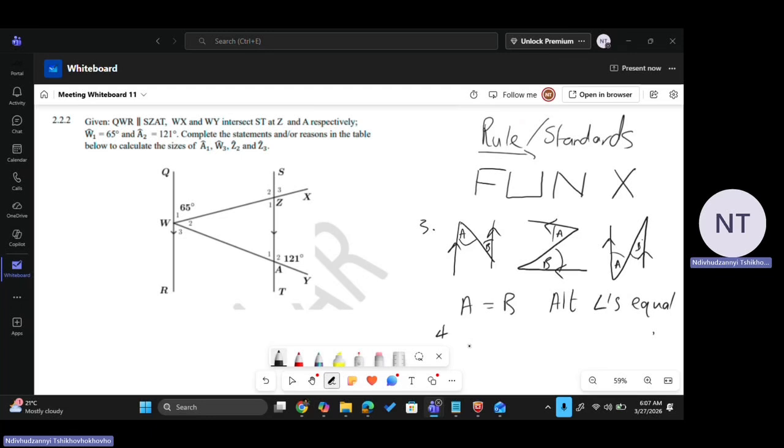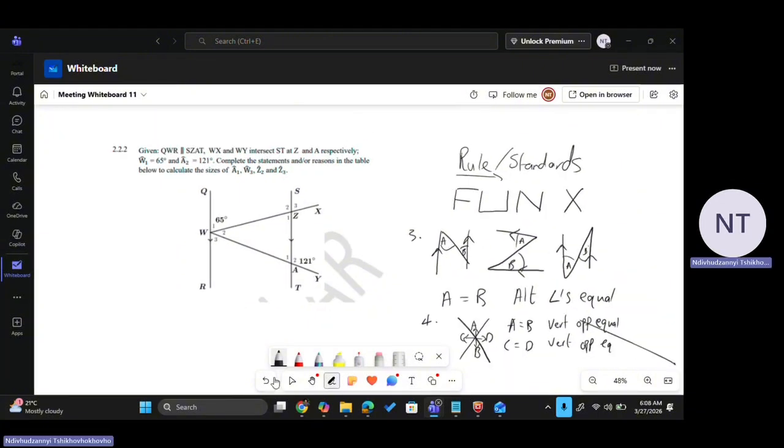Then lastly, we have X. So if we have A and B, C, D, these angles, A is equal to B, C is equal to D. And this is vertically opposite angles equal. Vertically opposite angles are equal. What did I do there? Did I zoom out by mistake?